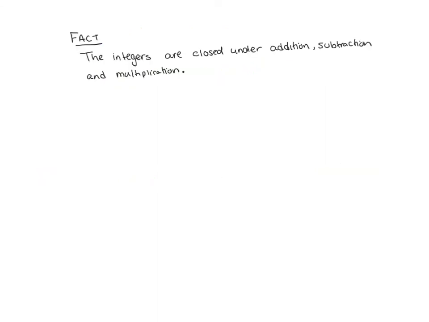Okay, we have one more fact here that we'll use a lot in proofs, and it is that the integers are closed under addition, subtraction, and multiplication. So now, if I'm going to give you this fact, I have to tell you what it means to be closed under these. So I say that a set is closed under some operation. So I'll just define closed under addition.